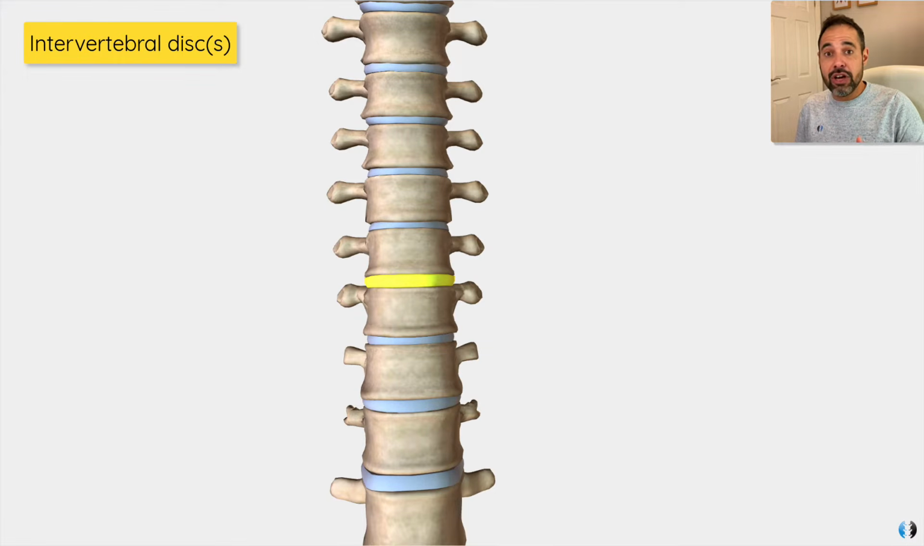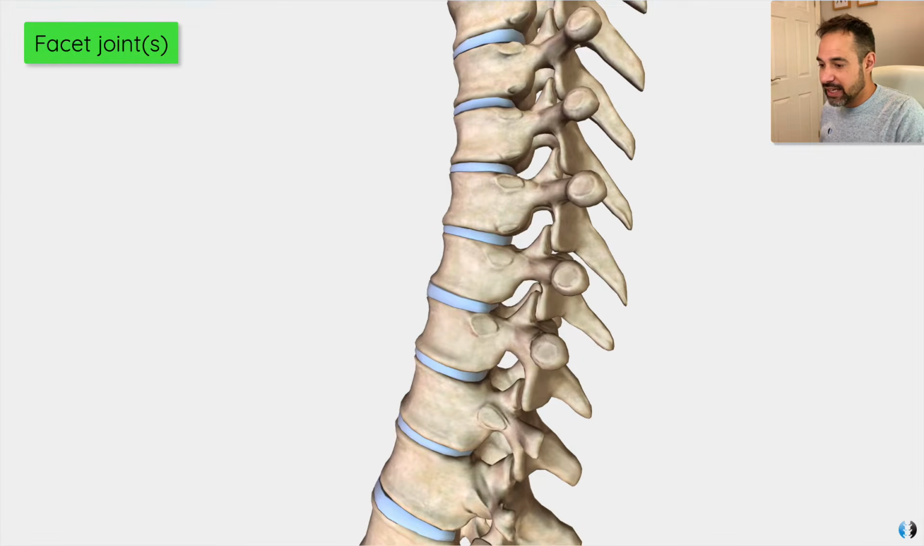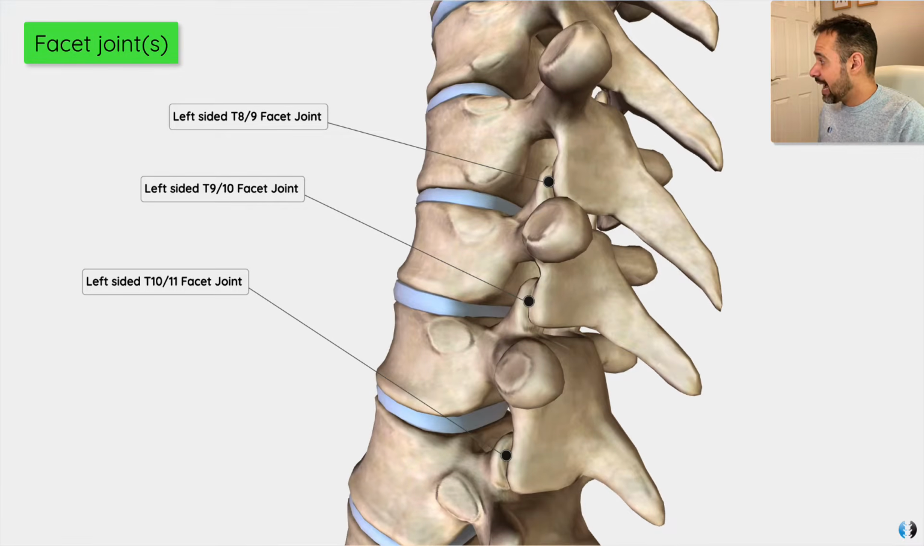Now they are filled with an element of fluid, which means that they can change shape ever so slightly, and it really is slightly. This is really useful because when we move, the discs move as well, and that allows them to spread the load through the spine. Now facet joints are slightly different. We can see these here at the back, or the posterior aspect of the spine.